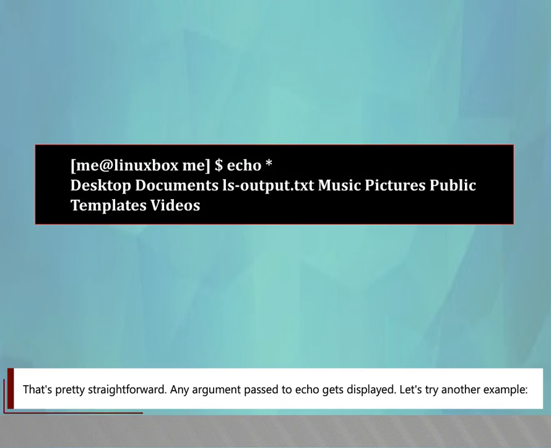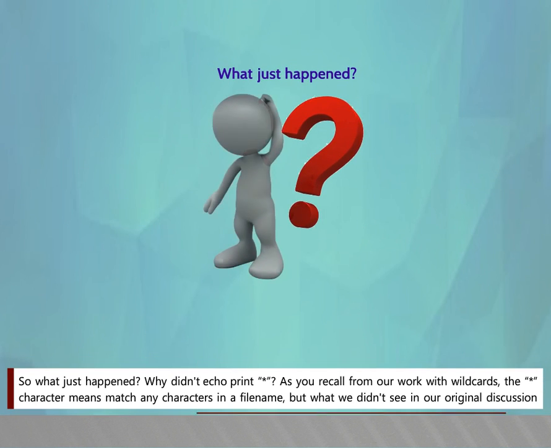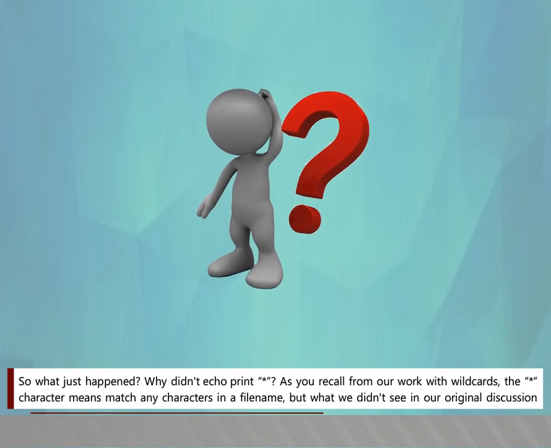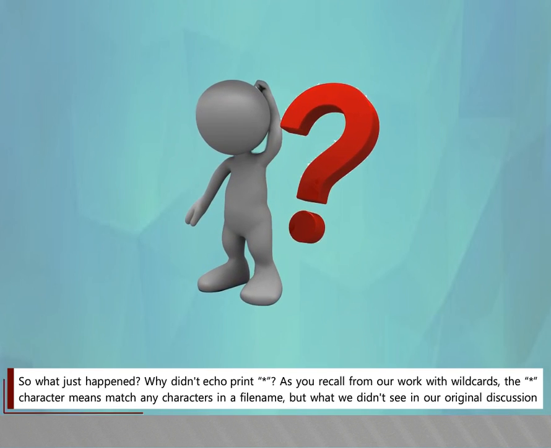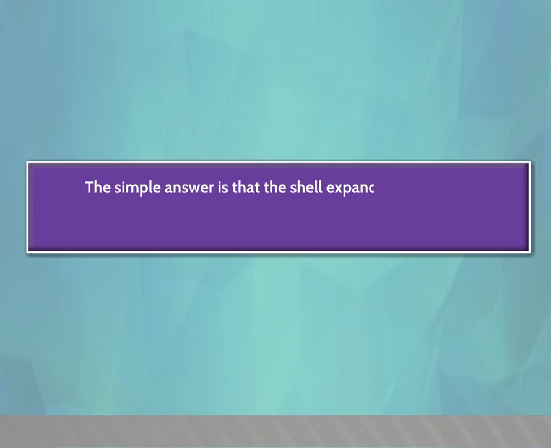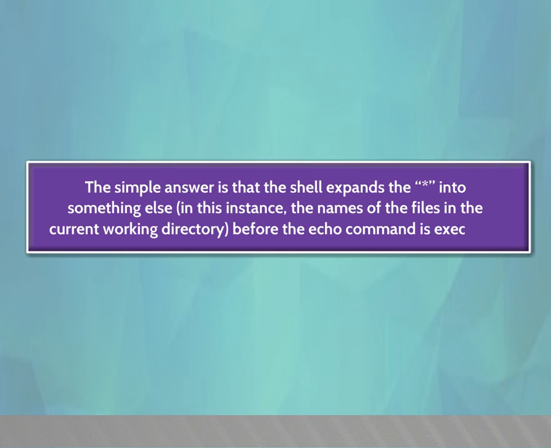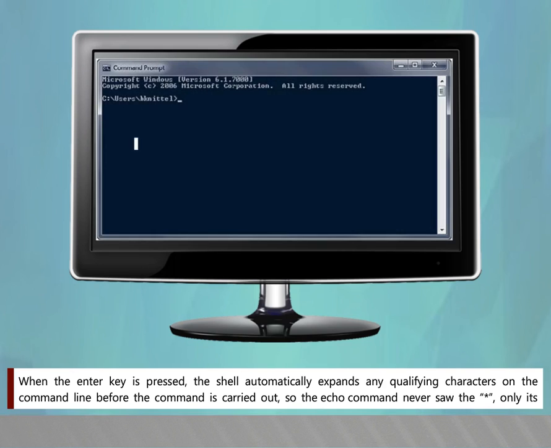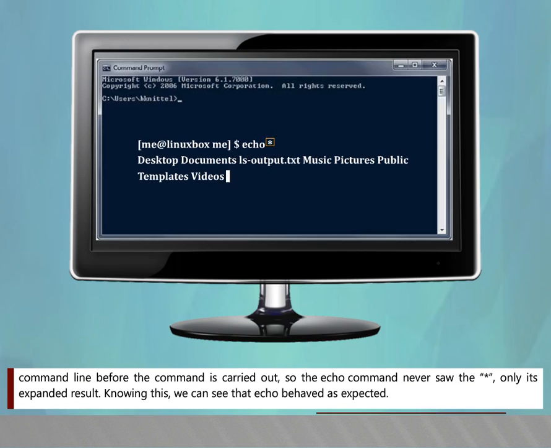That's pretty straightforward. Any argument passed to echo gets displayed. Let's try another example. So what just happened? Why didn't echo print asterisk? As you recall from our work with wildcards, the asterisk character means match any characters in a file name. But what we didn't see in our original discussion was how the shell does that. The simple answer is that the shell expands the asterisk into something else. In this instance, the names of the files in the current working directory, before the echo command is executed. When the enter key is pressed, the shell automatically expands any qualifying characters on the command line before the command is carried out, so the echo command never saw the asterisk, only its expanded result. Knowing this, we can see that echo behaved as expected.